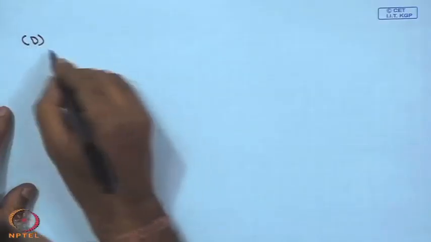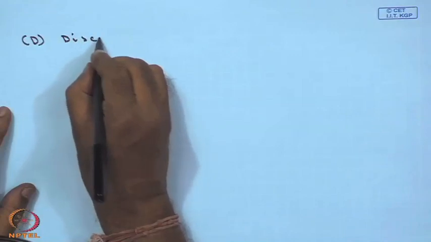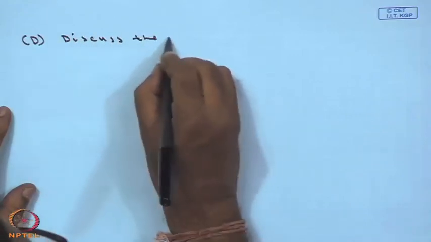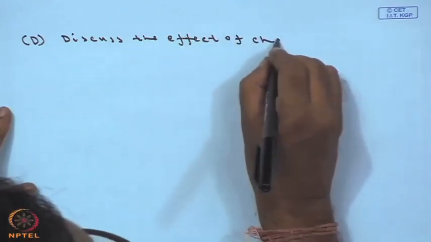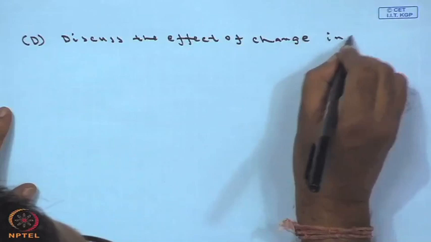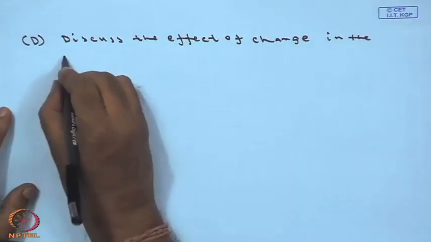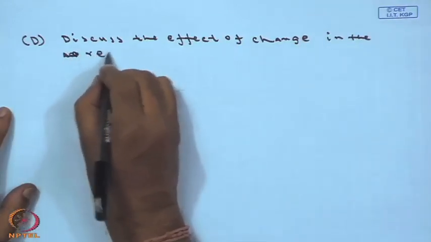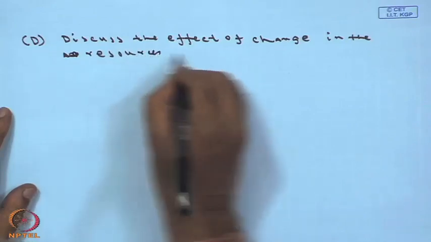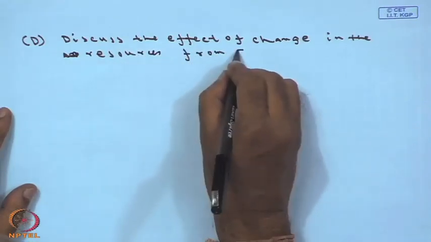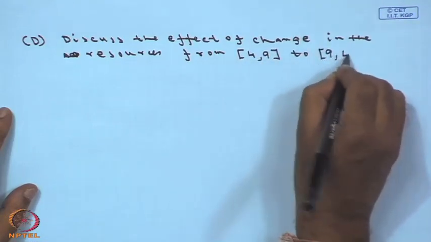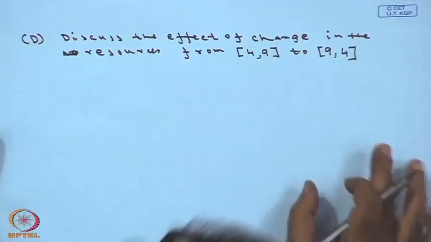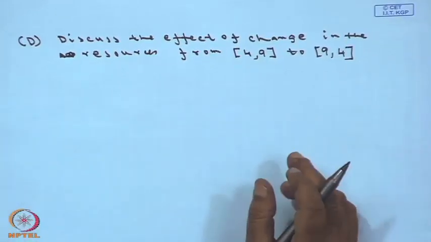Now, come to the next problem. Discuss the effect of change in the availability of resources from 49 to 94. So if I change the availability of resources from 49 to 94, then what will be the effect?